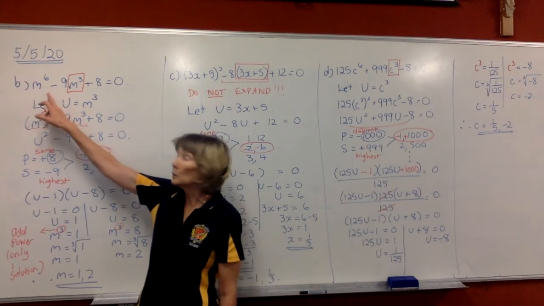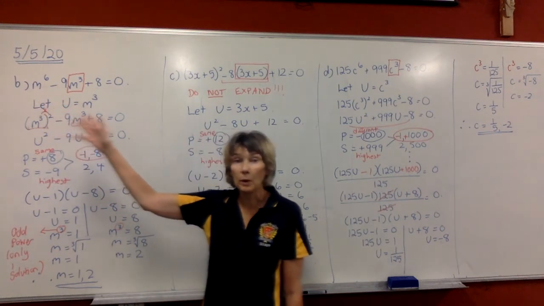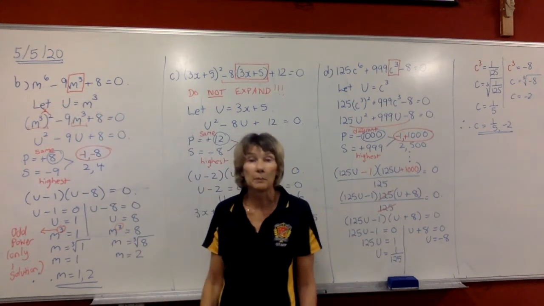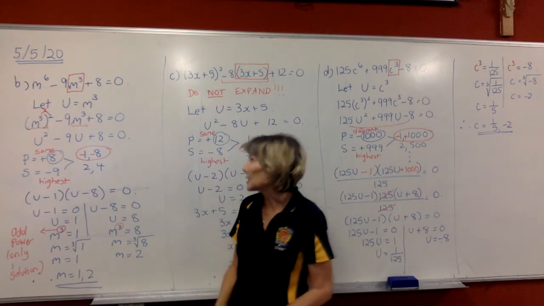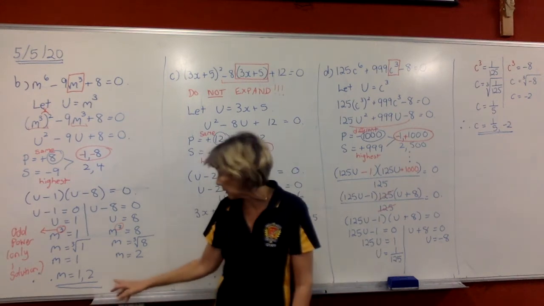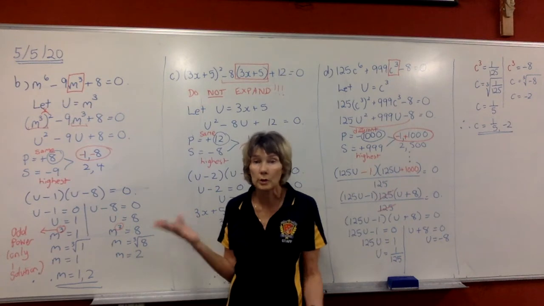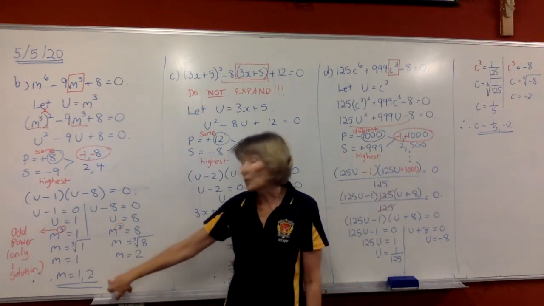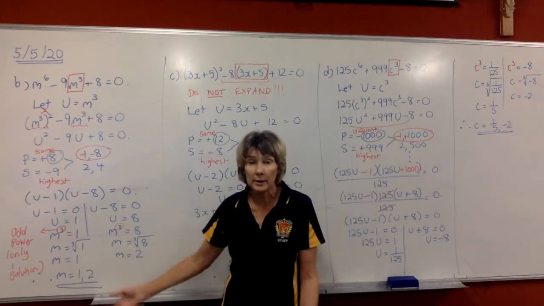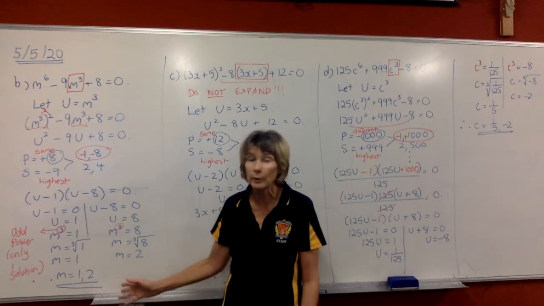Up the top here, you'll notice we've got a polynomial of degree 6. That means at the most, you will get 6 solutions. This one only ended up with 2 solutions, but that's okay. So that means that if we were graphing this, it would have 2 x-intercepts.